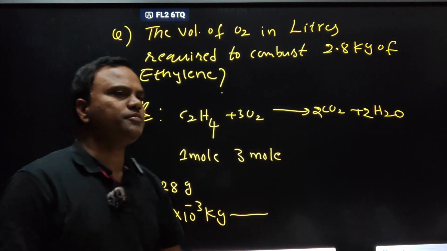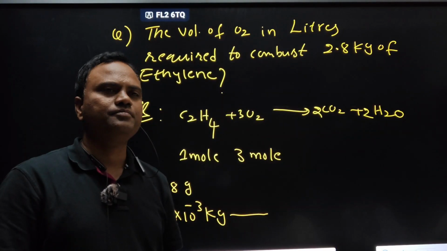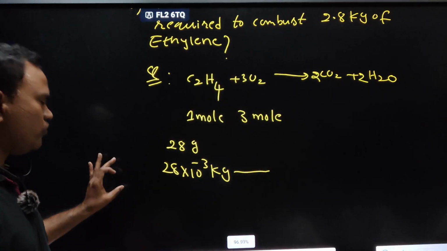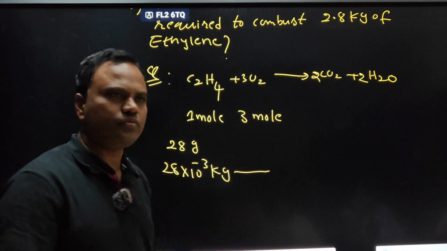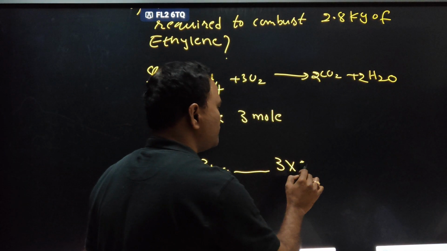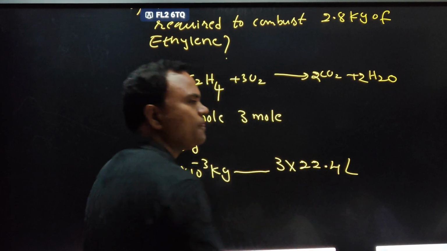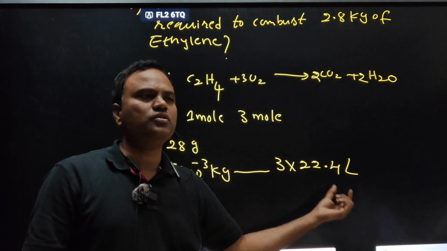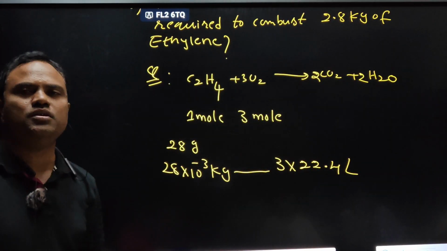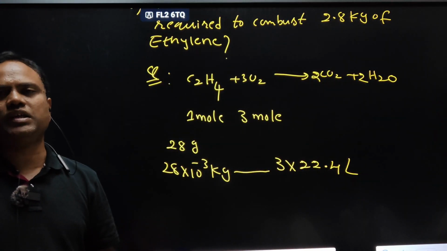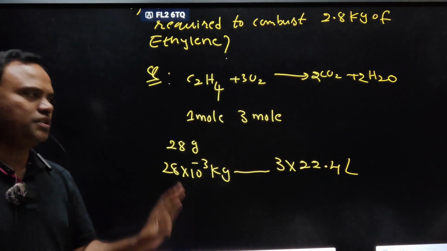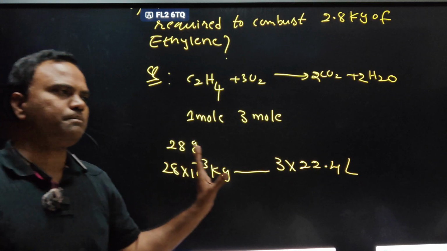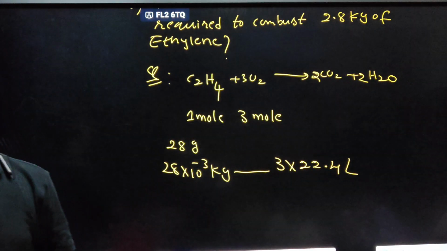3 moles means how much volume? 1 mole volume is 22.4 liters. 3 moles is 3 into 22.4 liters. So what is the conclusion? 3 into 22.4 liters of oxygen is required to combust 28 into 10 power minus 3 kg of ethylene. This is the standard data according to the equation. First we should develop this standard data. Now coming to the question.